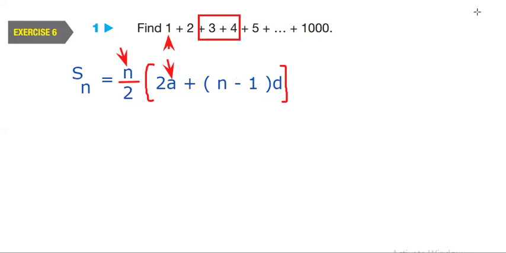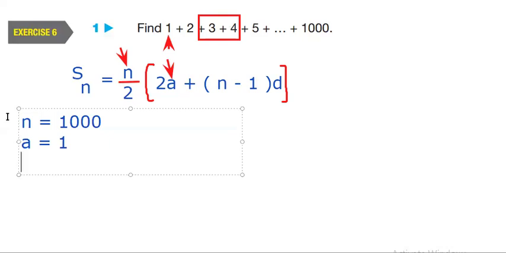Now, we write the things that we have. We already know the N. So the N will equal 1000, like this. A, or the A1, will equal 1, which is the first term. And then we have the D, which equals plus 1, or 1. So we have the N, the A, and the D. Now we use them all here to find the sum of the sequence.